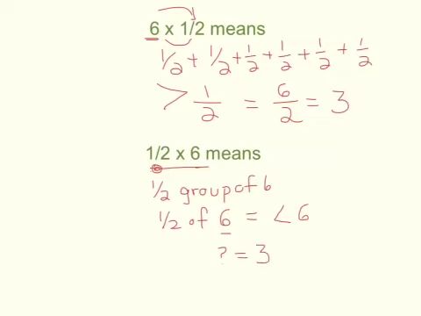So if I look at this, I can see that when I multiply some number by a whole number, my product will be greater. So my product of 3 is greater than 1/2. However, if I multiply a whole number by some number that's less than 1, then my answer will be less than that whole number, because multiplying by fractions means you're taking a part of something.